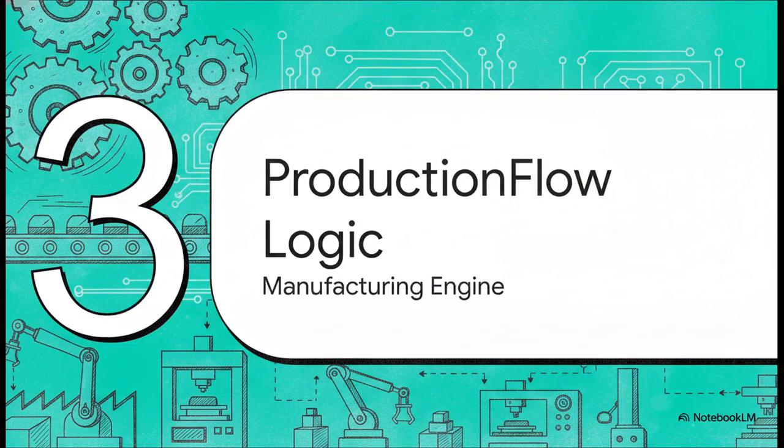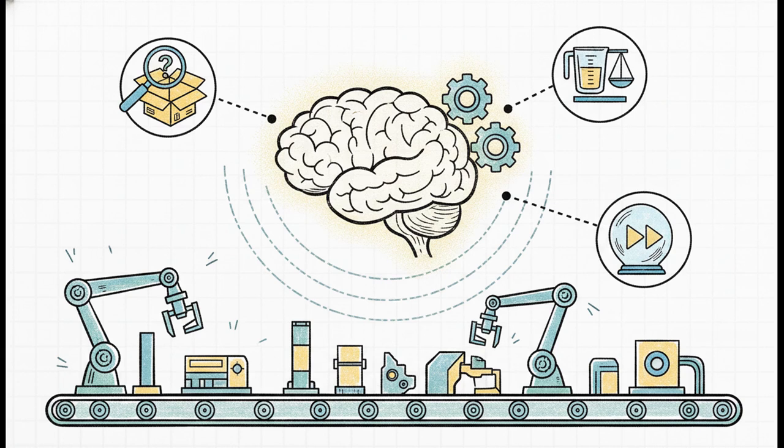Section 3. Manufacturing Production Flow Logic. All right, pivoting from the finance department directly to the shop floor. We all know manufacturing is chaotic, right? Which is exactly why an intelligent core is so critical. Here we see how the architecture handles physical constraints.